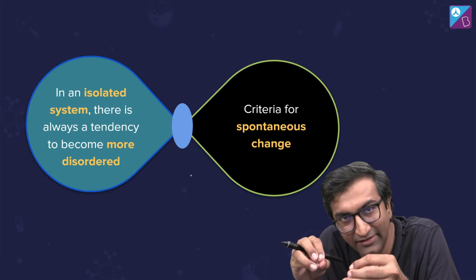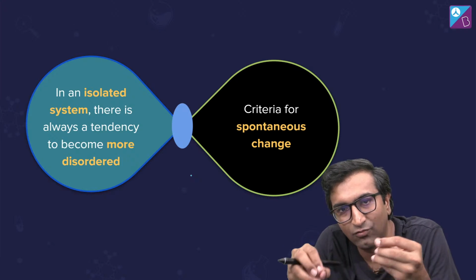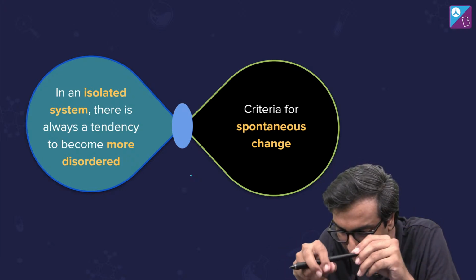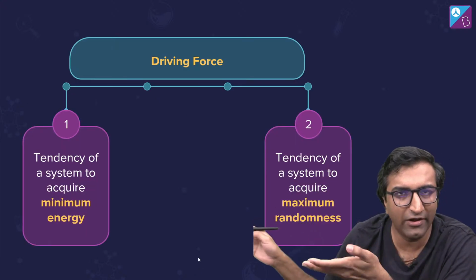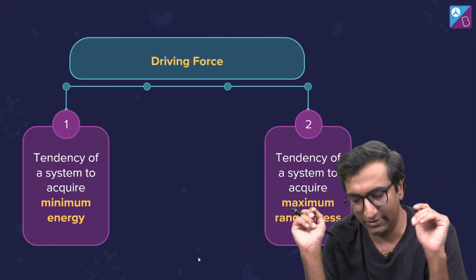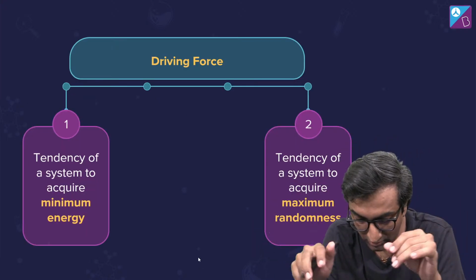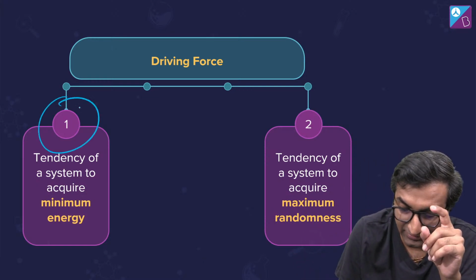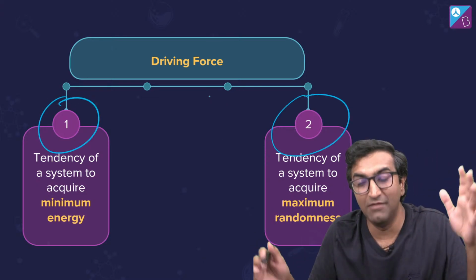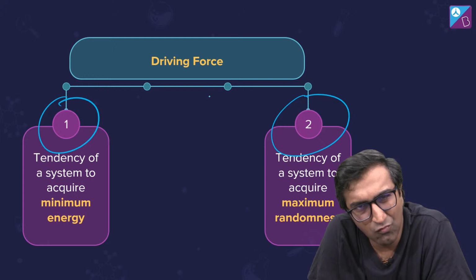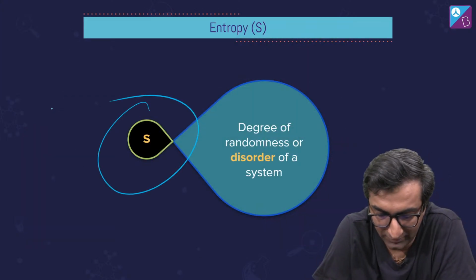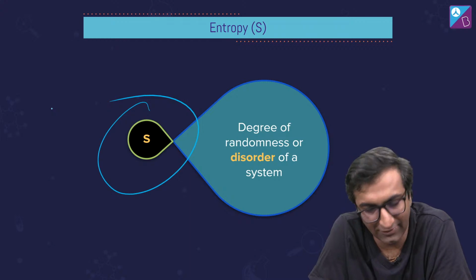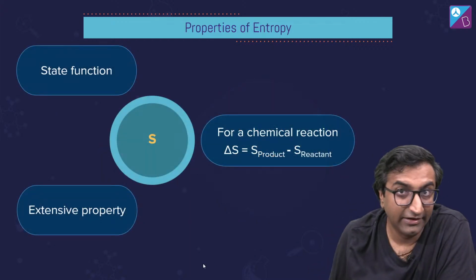There's a general tendency for it to get disordered, and that is what this concept of spontaneity is. So the driving force is attaining lower energy. Look, in any process, attaining lower energy is always the main goal. And the second thing is more randomness or disorder. And to measure that randomness or disorder, we use something called entropy, which is S. This is a new state function.